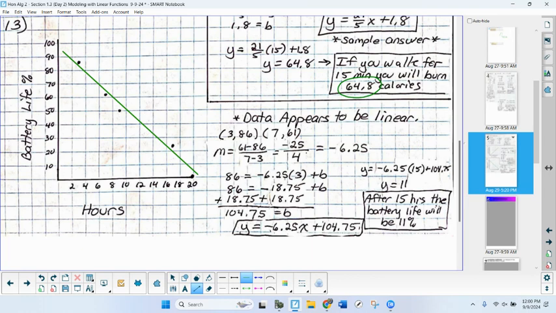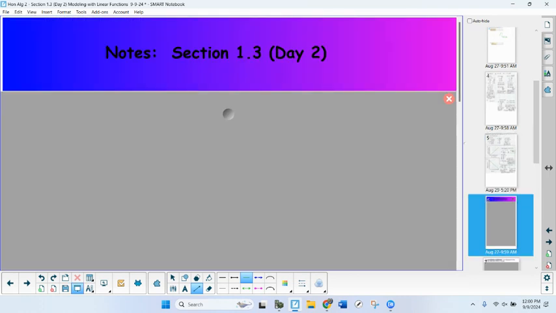Was this annoying to do by hand? They're 11 and 13. I'm going to teach you how to do it in your calculator. Pass those in.